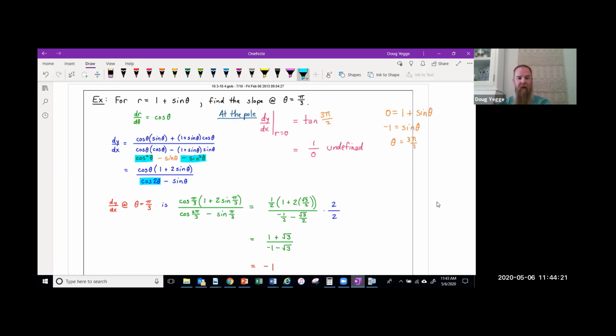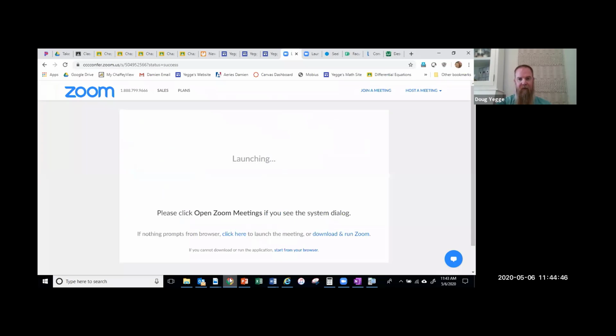So in the top, I ended up factoring out a cosine theta and just got 1 plus 2 sine theta. But in the bottom, I didn't want those 3 terms, especially because I noticed that cosine squared minus sine squared is cosine 2 theta. All right. Cool. Well, that takes care of derivatives. But I'd like to go back to Desmos real quick.